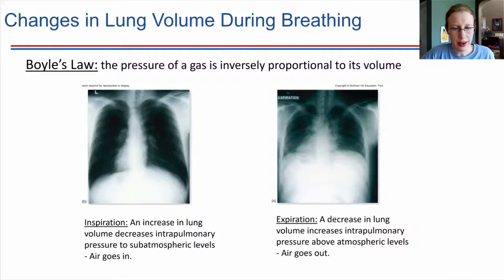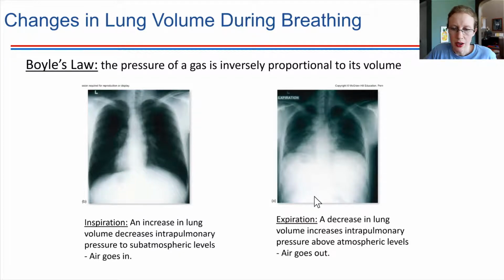What I would like for you to look at here are these two pictures, just to get an idea of the volume change that takes place during breathing. Look at these lungs. This is an X-ray during inspiration, when air is being brought into the lungs. In this case, the diaphragm has moved down, which has decreased the pressure in the lungs. That causes air to rush inwards, and all of this black space is filled with air. Air goes in because of that change in the volume of the lungs.